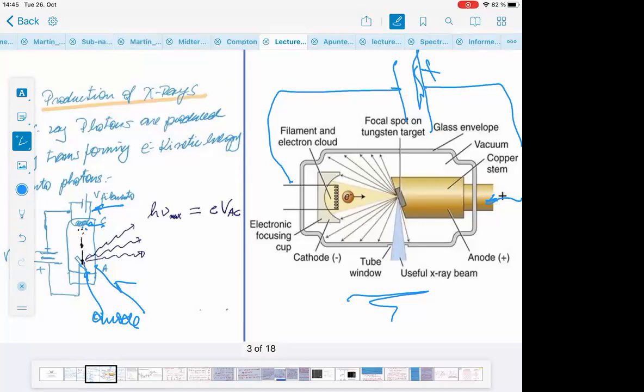Because tungsten melts at a higher temperature than copper. That's why you don't use copper there, because it will melt very easily. So you put tungsten, but you use the good conduction of heat of copper to remove the heat from the tungsten so it doesn't melt anyway. And essentially, you do the same thing here. The electrons are accelerated towards the anode, and then when the deceleration is complete, X-rays come out.